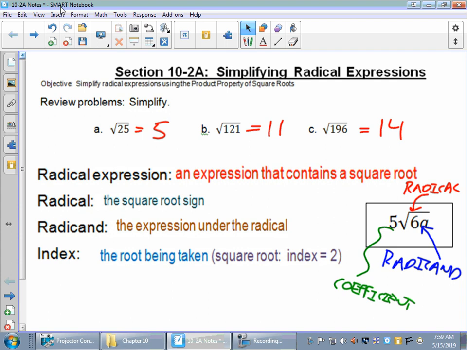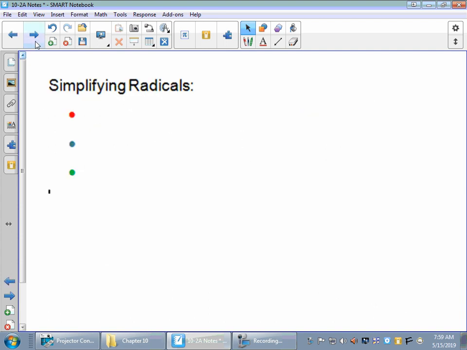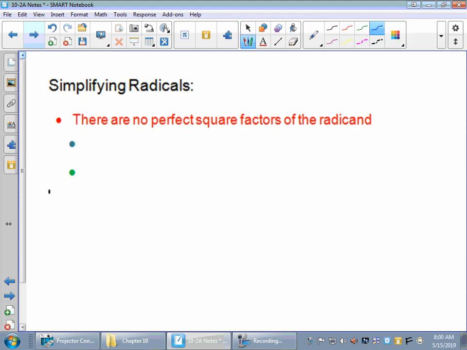Now let's talk about simplifying radicals. When we do this, we're not going to be able to use a calculator. This is one thing we're going to take away from you, to make sure that we get this down when we simplify radicals. When we simplify them, there are no perfect square factors of the radicand. Factors means we can multiply by perfect squares. So what we're going to end up doing with the radicand is break it down. We're going to take that number inside the square root, the radicand, and break that down. We'll show you how to do that.